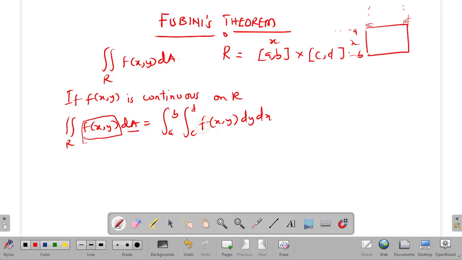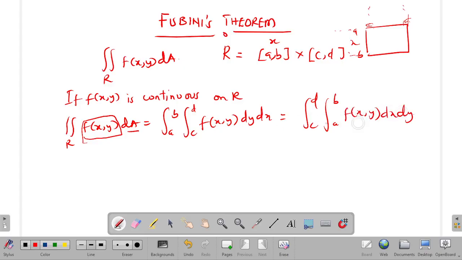Instead of doing that, Fubini is saying that so far as our function is continuous over the region R, we can simply cut through x separately, then we sum up through y separately, and it will still give us the same solution. That is why we choose x as our outer integral, then y as our inner. Once you do that, you have dy dx. You can equally do this as the integral from c to d as the outer integral, then from a to b as your inner integral, function of x, y, dx dy, and that is perfectly equal.